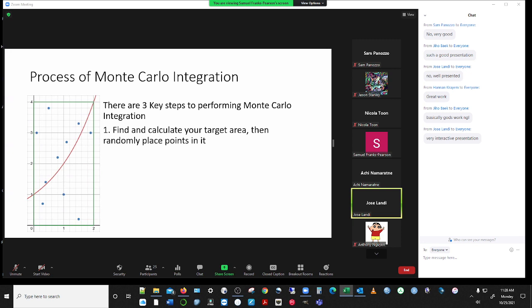Hi, my name is Jose, and I'll be talking about the process of the Monte Carlo integration. The process of the Monte Carlo integration usually follows 3 key steps. First, you need to calculate the size of the target area and then randomly plot your points.